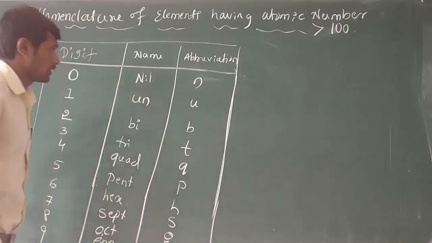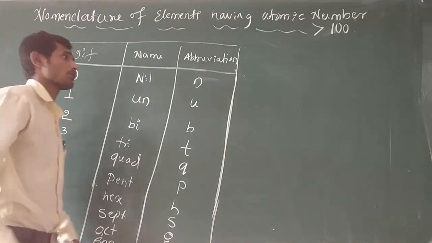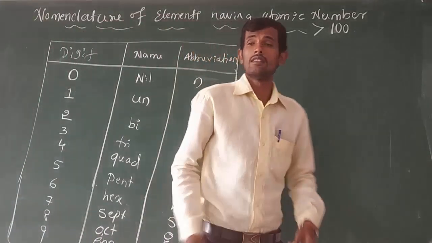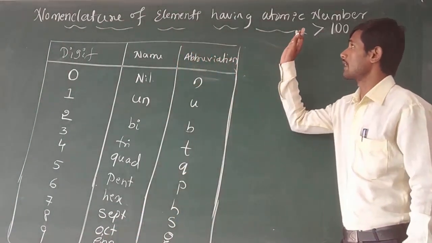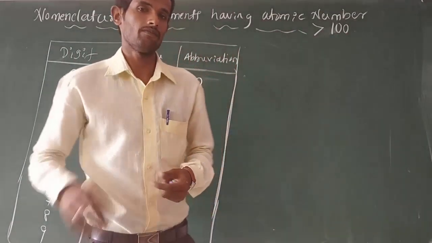Yes. If you remember this chart, then it is very easy to write the name of an element which has atomic number more than 100.